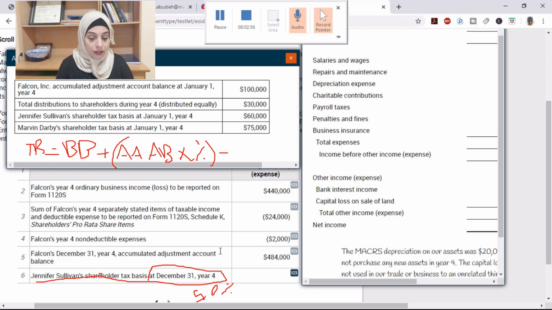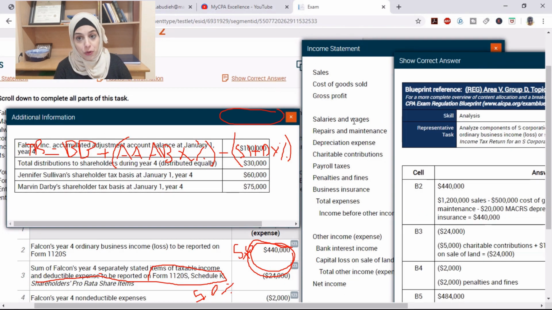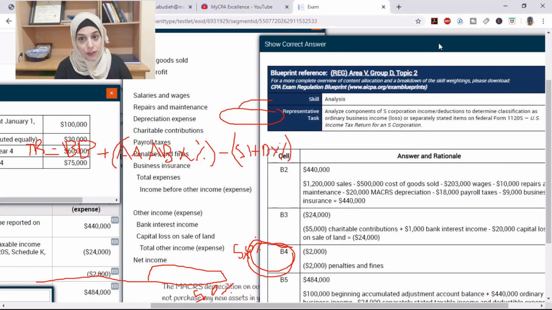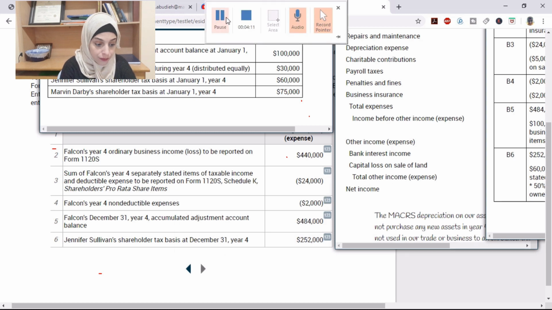So we're going to start. The beginning basis is $60,000 as given by the question. Then we take the ordinary business income, minus separately stated taxable income and deductible items, minus the non-deductible expenses. These will give us the amount of $484,000. It's the number that we have here actually. Okay, times 50%, and then minus the distribution. Her distribution of $30,000 times 50%, which is $15,000, which will give us $252,000. I think it's not that hard.